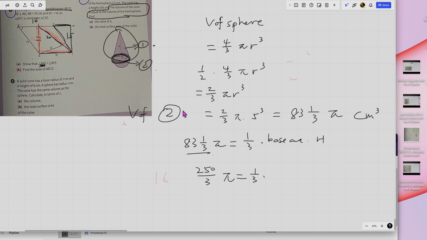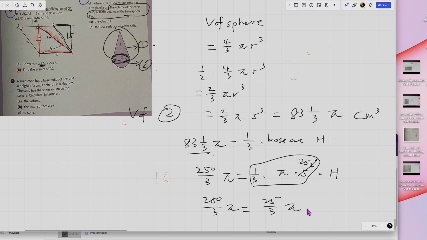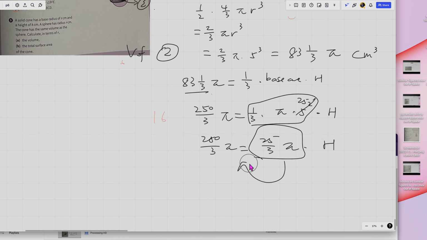pi r square, right? Yep. So it's pi r, in this case r is 5. So it's 5 square, right? Times the h. So what you need to do to find h is get this in terms of pi. Before that, just simplify it. So this is 25. So this is going to be 25 over 3 pi, right? Yep. Times h, right? So how do you get h? Just bring this over. Divide. So it's 250 over 3 pi divided by 25 over 3 pi is equal to h. That's how you find your h.